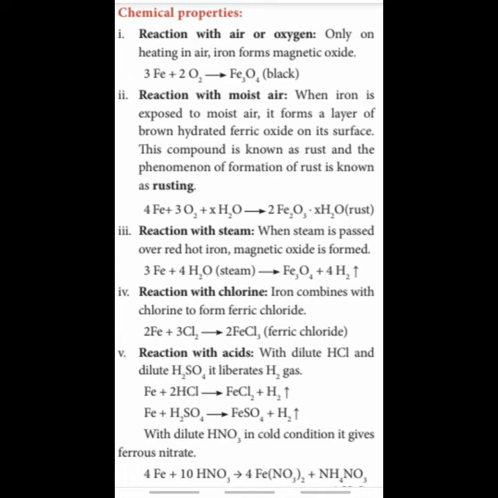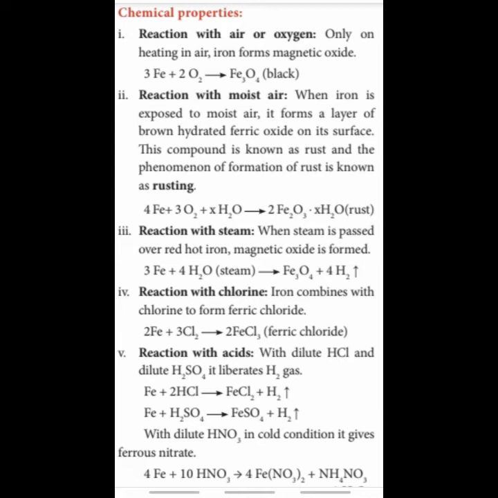When iron is exposed to moist air, the answer is in the word itself: exposed. We have to expose them, we are going to react. Moist air means it contains air, oxygen, along with water. So iron, Fe, oxygen, O2, water, H2O, that is moist. These three form a layer of brown hydrated ferric oxide. Brown means the rust color is brown, and the chemical name is hydrated ferric oxide on its surface. This compound is known as rust and the phenomenon of formation of rust is known as rusting.